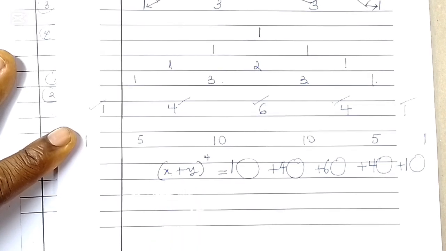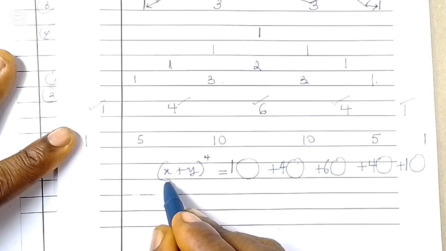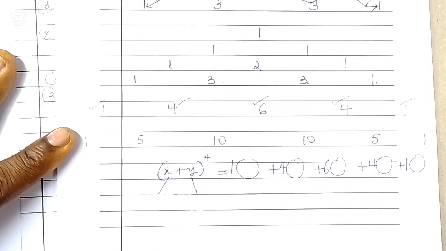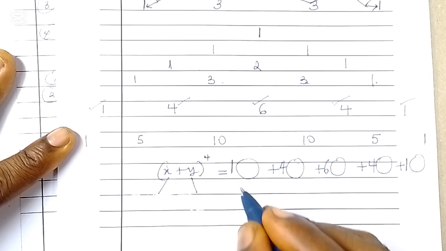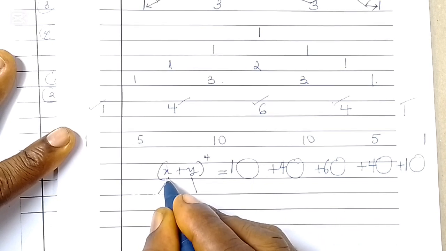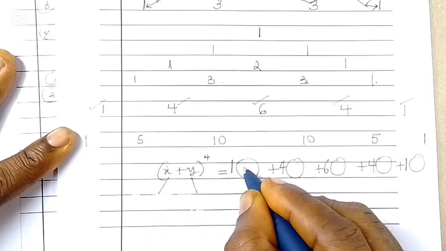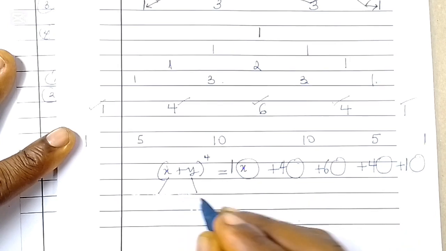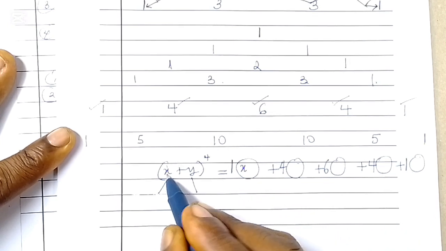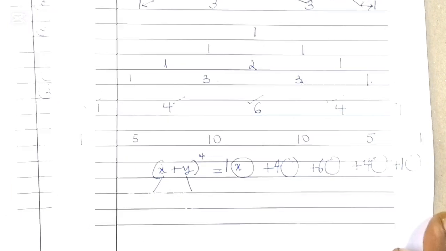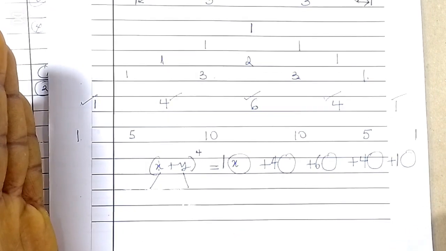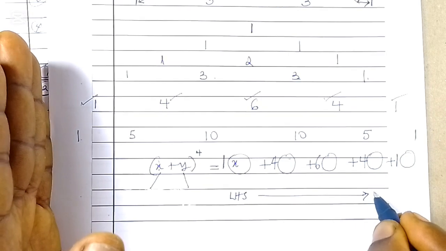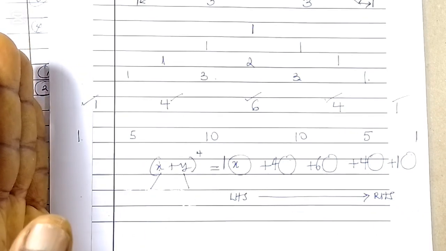In a binomial expansion, please take note, there are two variables, the first variable and the second variable. Now, in expanding, you start with the first variable. So I'm going to put the first variable here, x. When the expansion starts, it starts from left to right. So you move from the left-hand side in an expansion to the right-hand side for the two variables.